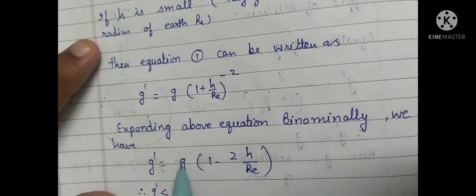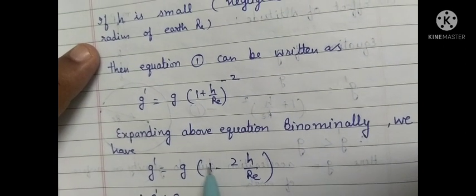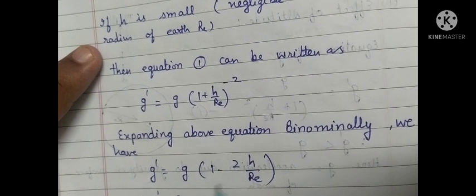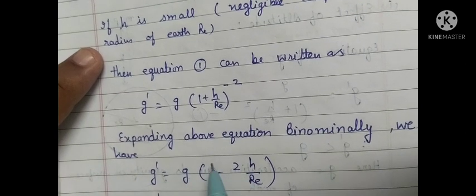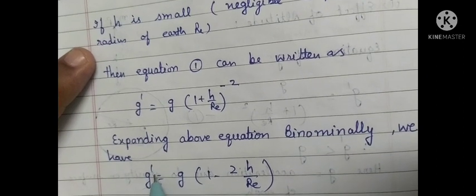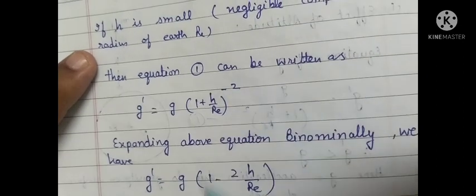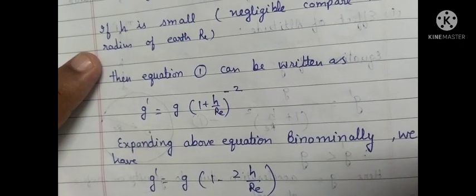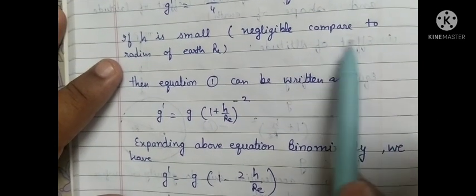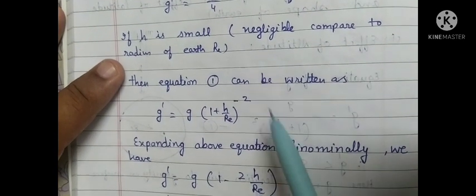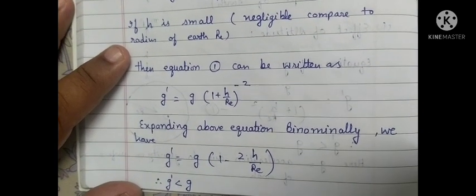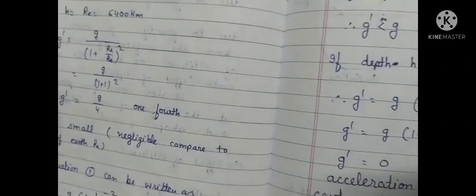So again, observing this equation, g is multiplied by 1 minus something. 1 minus something means this bracket quantity decreases below 1, and if this bracket quantity decreases, ultimately g dash decreases. So in the second case, if the object is placed at a height negligible compared to the radius of earth, then even the acceleration due to gravity decreases. So whether it is at any height, it decreases.